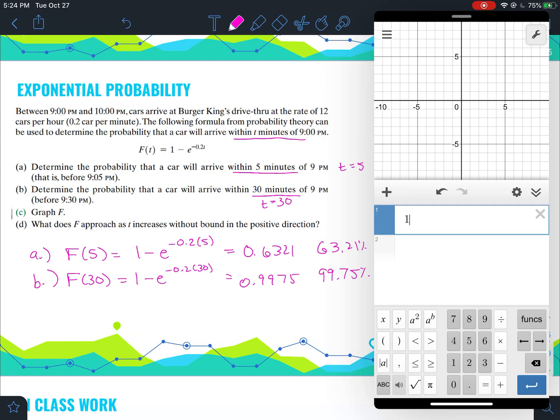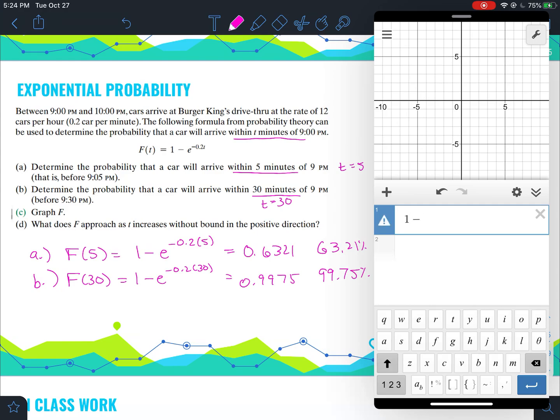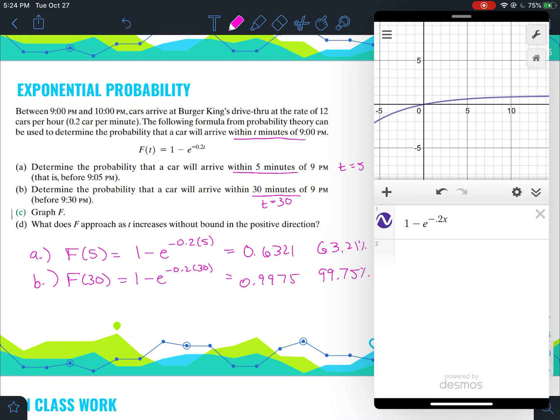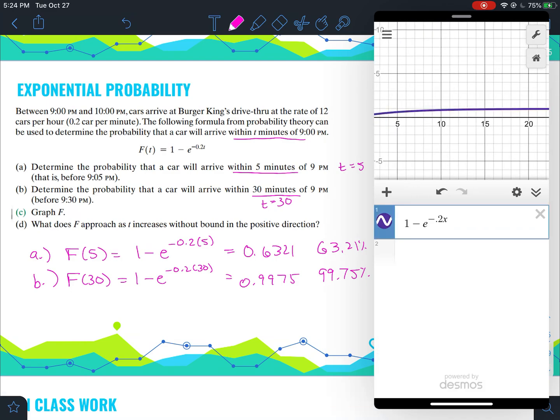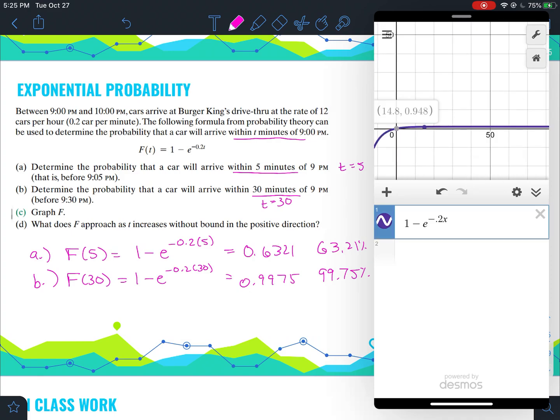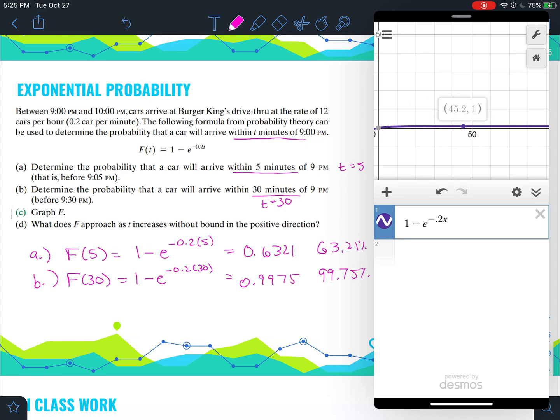Graphing f. So if we graph this, we would have 1 minus e to the negative 0.2x. And so that's what it looks like. What does f approach as it increases without bound? So if I start going and we want x to be bigger and bigger and bigger, what is the y value that my graph is approaching? It looks like it's approaching 1.